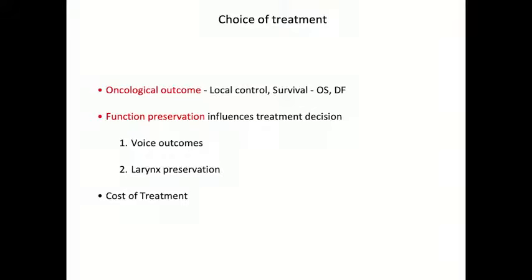So function, people talk only about voice. It's not only about voice, but also, importantly, in the long term, how many of them have an intact larynx, able to eat and drink through the mouth. Voice is important, but we also have to look at long term larynx preservation, which is functional, not with a tracheostomy, not with a PEG, but a functional larynx preservation. And the most important consideration in our setting is the cost of treatment.